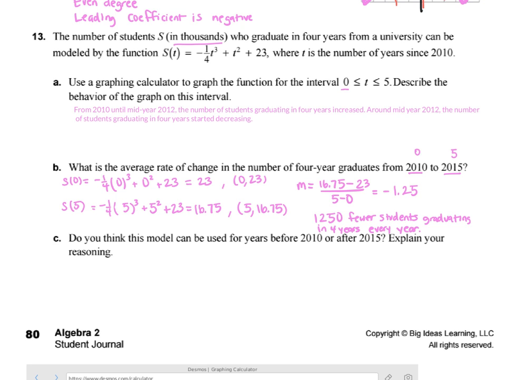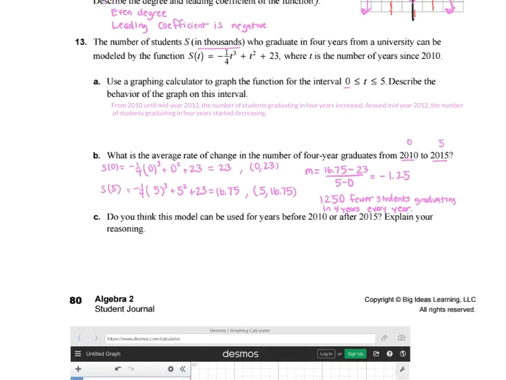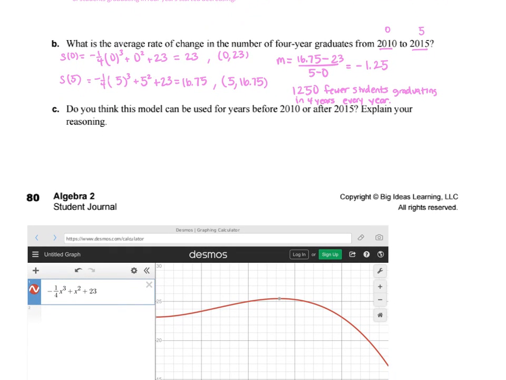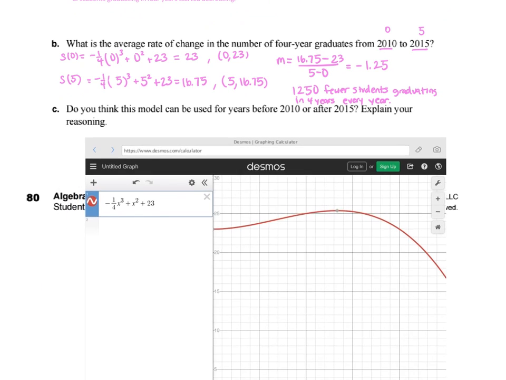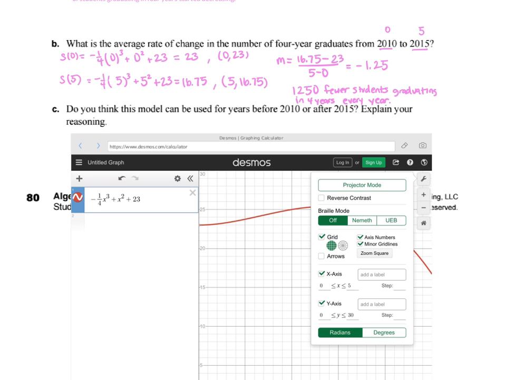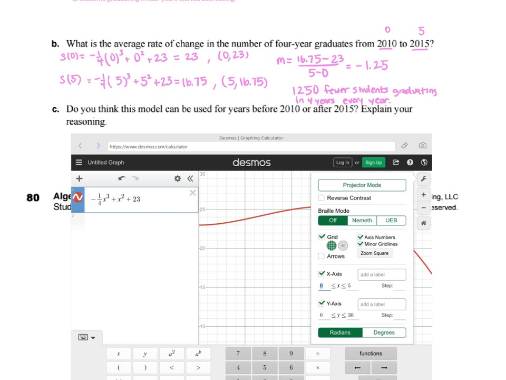Do you think this model can be used for years before 2010 or after 2015? Explain your reasoning. So I'm going to pull up Desmos one more time. Let's see what this model looks like before 2010, which we glanced at briefly, and years after 2015. So let's see what it looks like before and after.